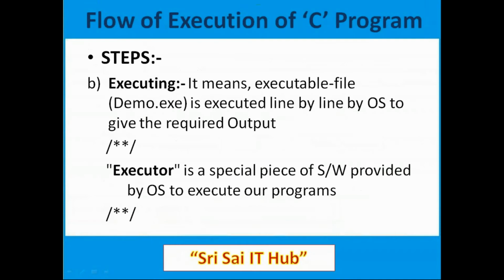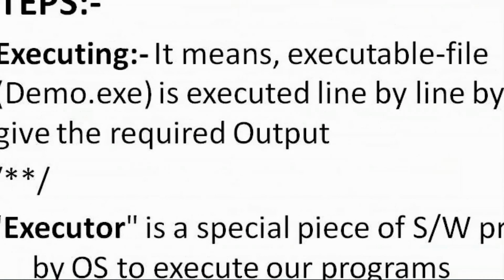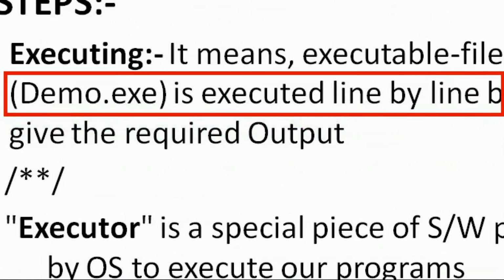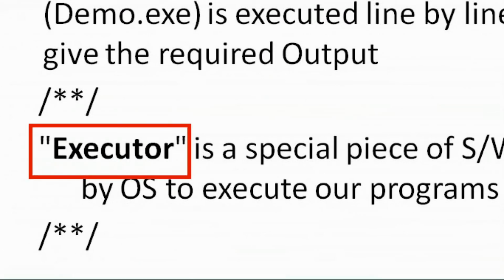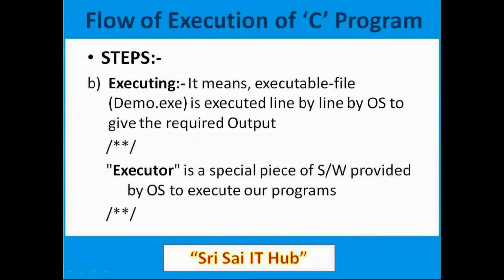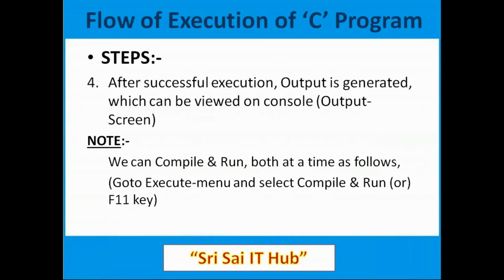Next, after linking, executing. Executing means the .exe file is executed line by line by the operating system. In our case, it will be welcome.exe. The exe file is executed line by line to give the required output. Who does this? It is done by the executor, a small piece of software provided by the OS to execute any Windows understandable application in that system. Finally, step 4. After successful execution, output is generated in the output window and can be viewed on the console. Console means our output screen. So these are the 4 steps involved in writing and executing a C program.